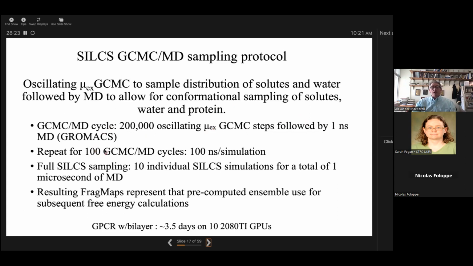We then repeat this cycle 100 times, which gives us 100 nanoseconds of MD sampling, and we do this for 10 individual systems. So we end up with a total of 1 microsecond of MD, from which we calculate the probability distributions, which are our precomputed ensemble, which gives us our FragMaps, which we now have for drug design. And basically, this calculation takes about 3 to 4 days for a GPCR with a bilayer using 10 2080 GPUs.